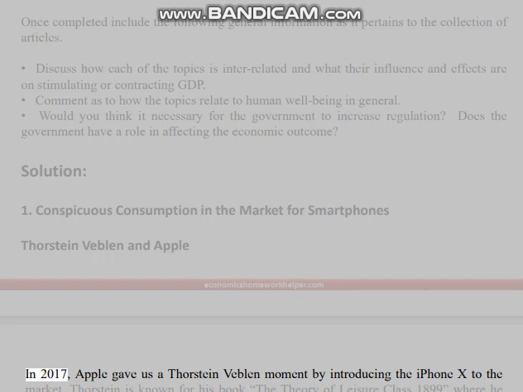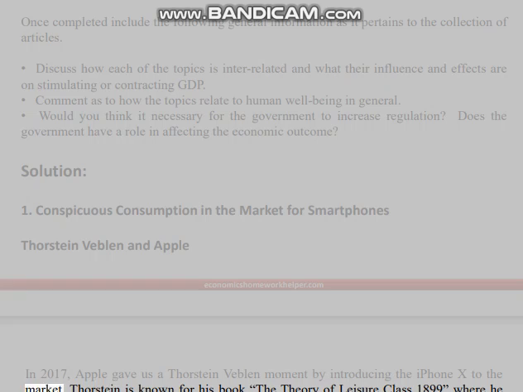In 2017, Apple gave us a Thorstein Veblen moment by introducing the iPhone X to the market. Thorstein is known for his book The Theory of the Leisure Class, 1899, where he described conspicuous consumption. He argues that affluent consumers show wealth and power via excessive leisure shopping. They broadcast their superiority over servants and employees by buying expensive, useless items.